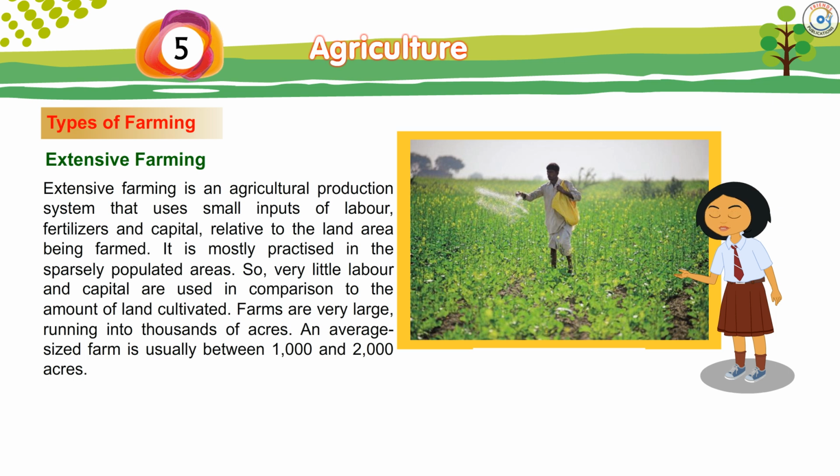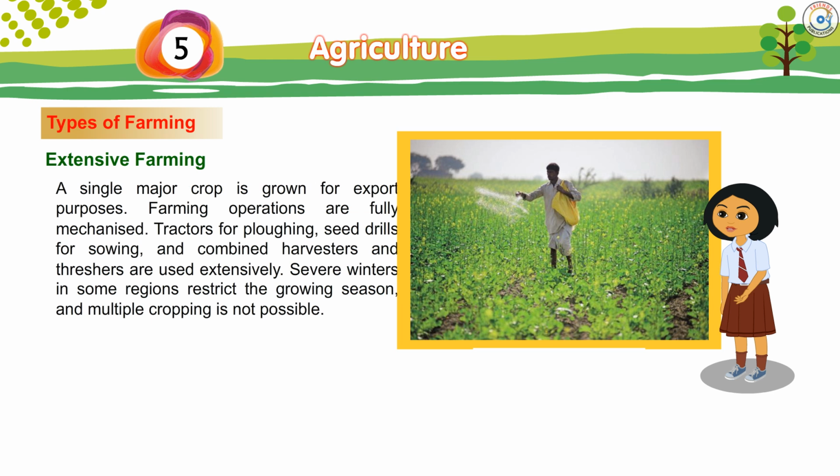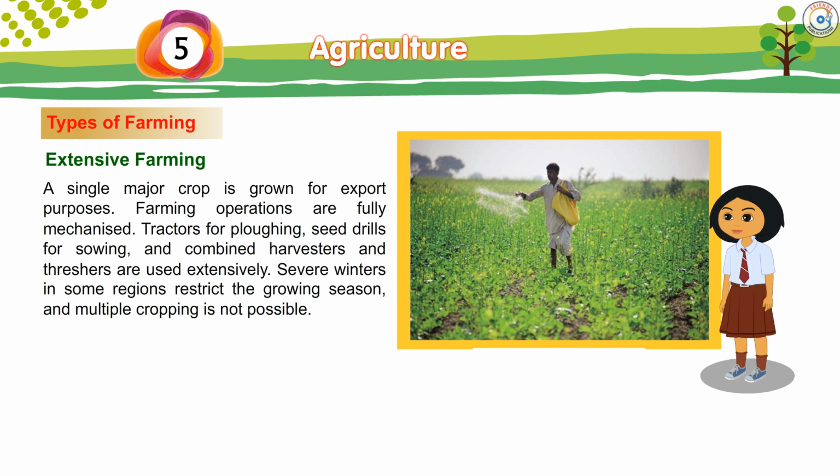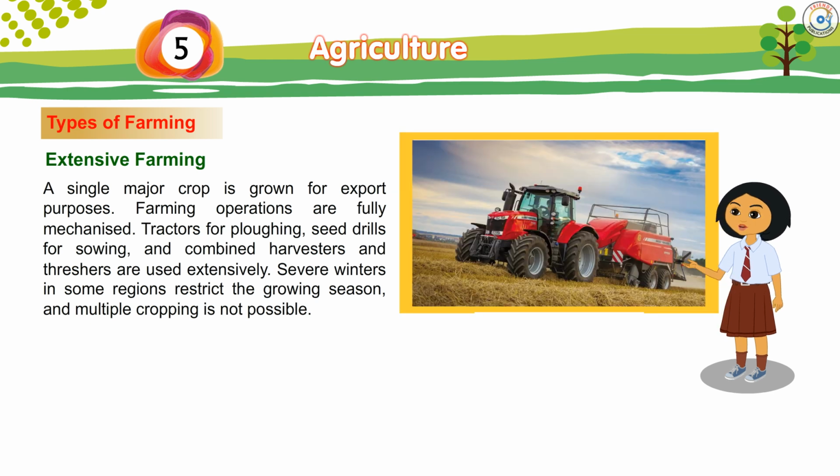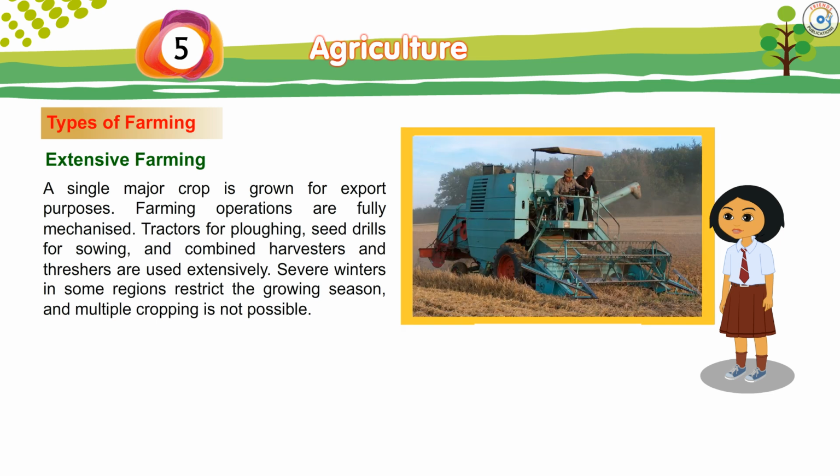Farms are very large, running into thousands of acres. An average-sized farm is usually between 1,000 and 2,000 acres. A single major crop is grown for export purposes. Farming operations are fully mechanized, and tractors for plowing, seed drills for sowing, and combine harvesters and threshers are used extensively. Severe winters in some regions restrict the growing season, and multiple cropping is not possible.